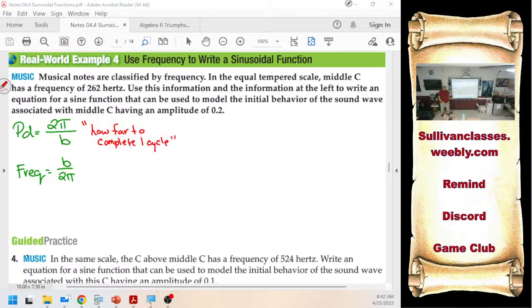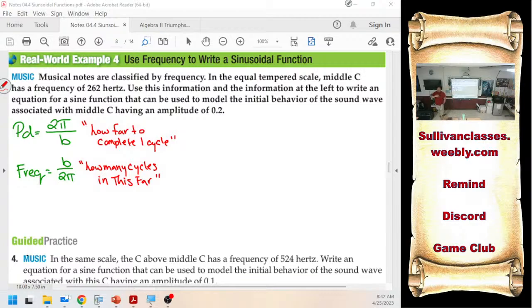How far to complete one cycle. A normal sine or cosine is going to go to 2 pi. So if I take that divided by b, it will stretch or compress it appropriately to how far it will take to complete the cycle. If I flip that, it's how many cycles in this far.